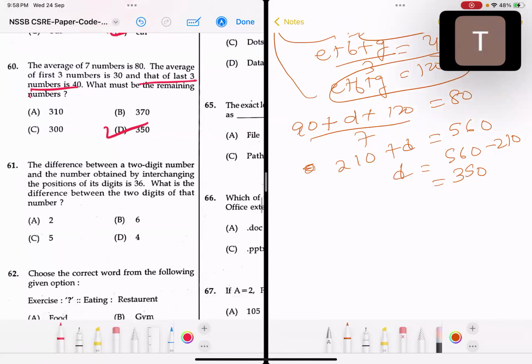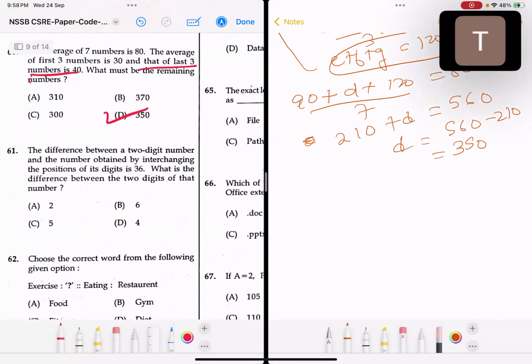The difference between a 2-digit number and the number obtained by interchanging the position of its digits is 36. What is the difference between the digits of the number? Now, it says here that there is a 2-digit number, okay? And the number is interchanged. And the difference we get is 36. And we have to find the difference of the digits between the two numbers.